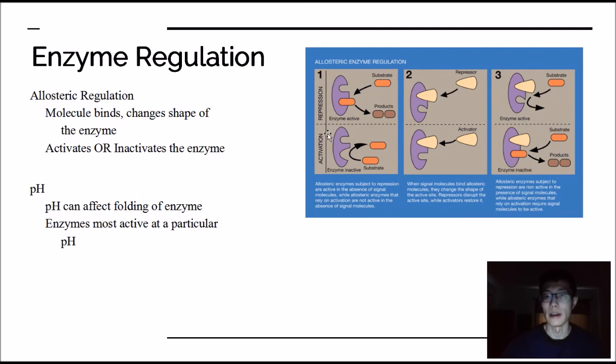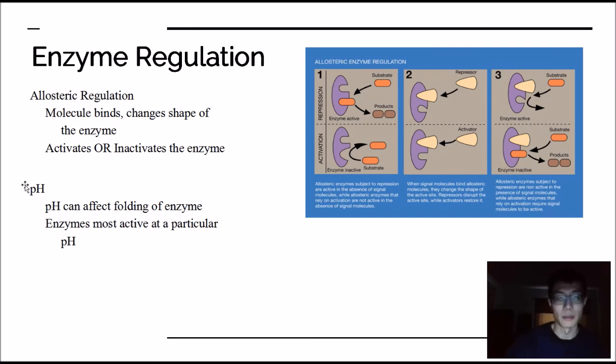Whereas in an activation situation, something similar occurs, but you have an activator. Normally the substrate can't bind to the active site, but if an activator binds, it can change the shape of that active site and allow the substrate to come in and make products. So you can activate or repress the enzyme depending on the enzyme type. And obviously, when it comes to regulation, you can also have other types of regulation.